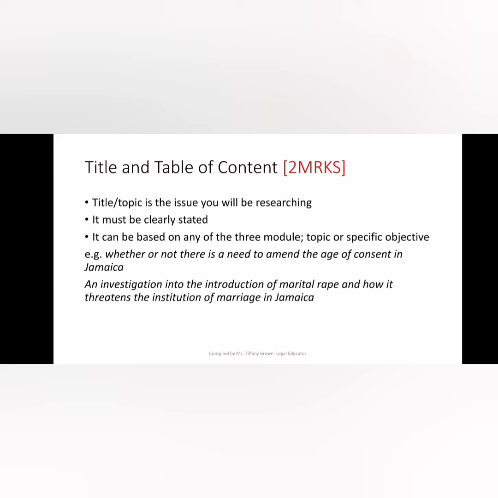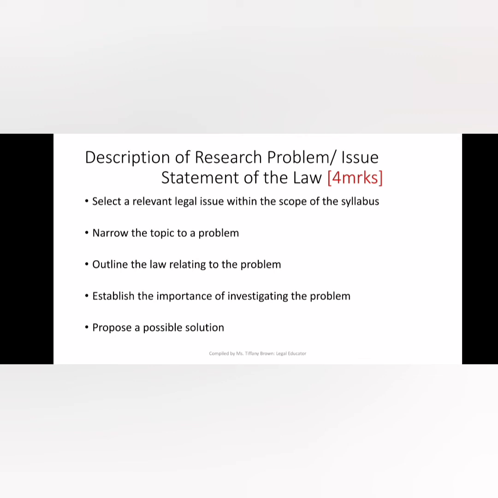Now, let us move on to your description of research problem. This is worth 4 marks. You must select a relevant legal issue within the scope of the syllabus. You must narrow the topic to a problem, outline the law relating to the problem, establish the importance of investigating the problem, and propose a possible solution. In other words, you're giving the rationale and background information to the issue. Your rationale is simply telling us why you did the research, and background information is basically telling us some more information on the issue at hand.